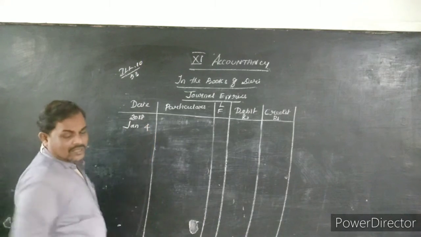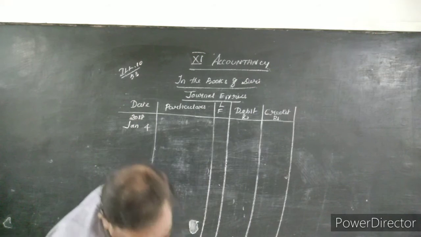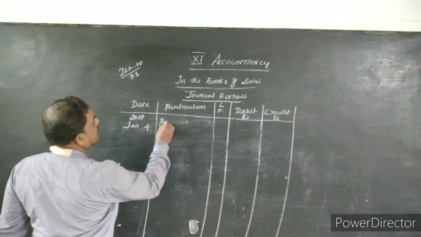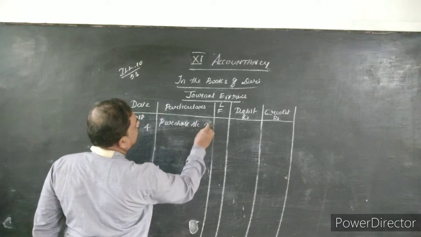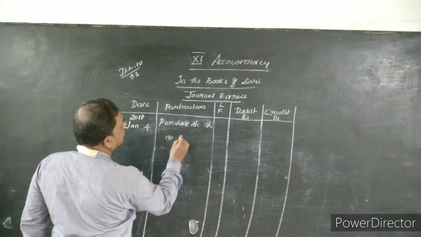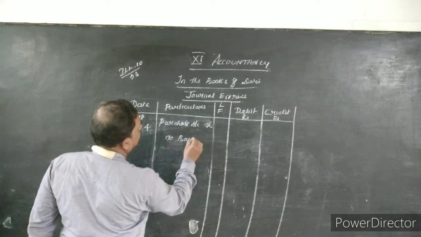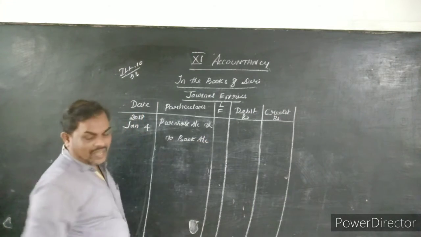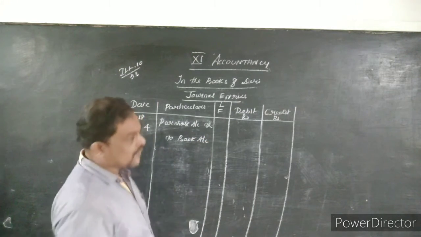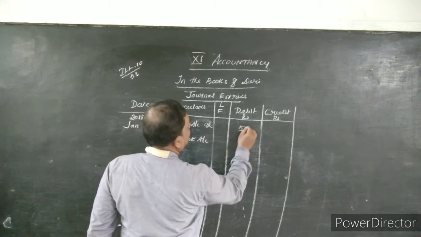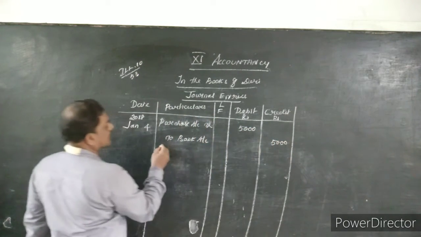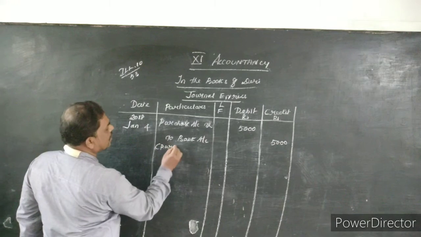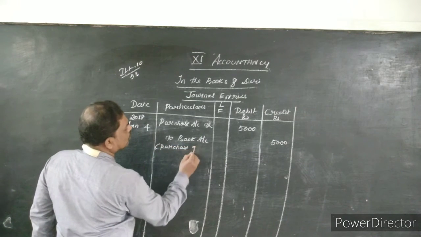Fourth entry, date 4. Purchase account debtor to bank account. What is the value? Rupees 5,000. Debit 5,000, credit 5,000. Okay. Narration: purchase of goods.